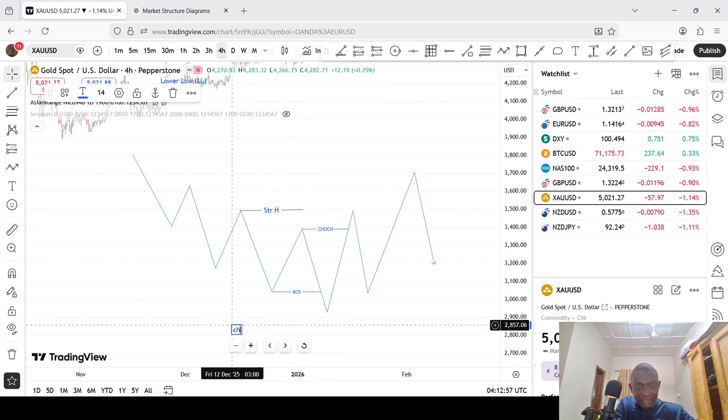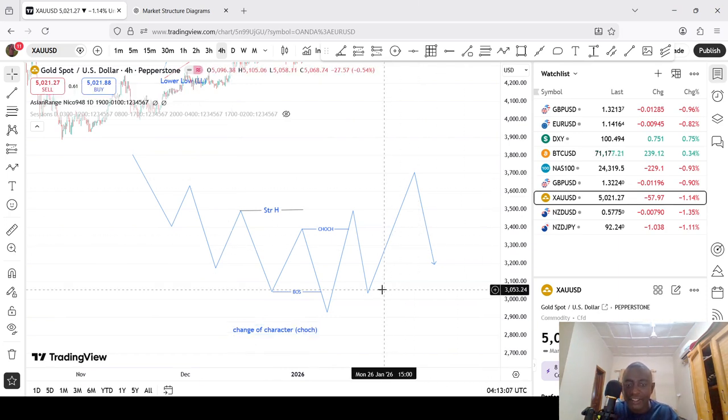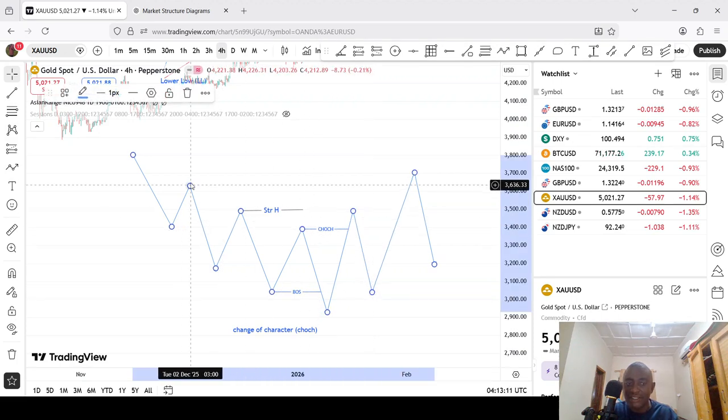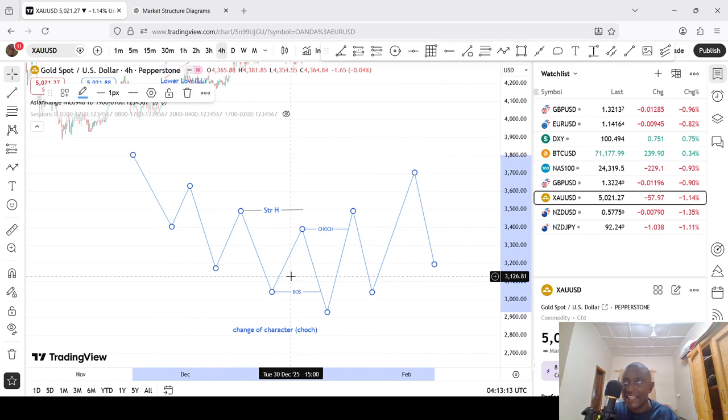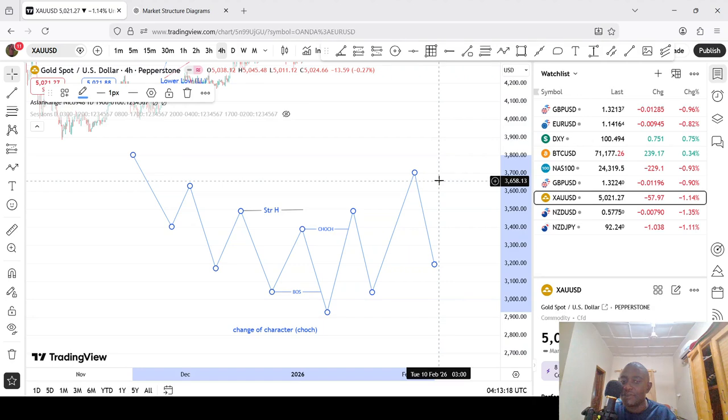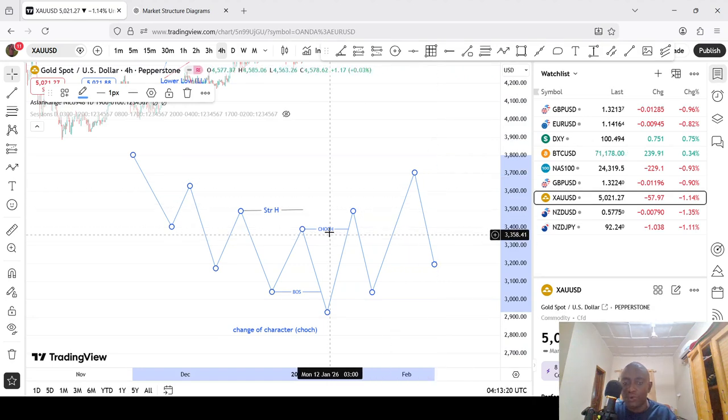So that is change of character. You get it? CHoCH. And whenever there is a change of character in this manner, like we see, it means the trend has changed. Now we are expecting the reverse. We are expecting price to go up. Okay, so with the change of character, now you are treating here as the strongest zone.